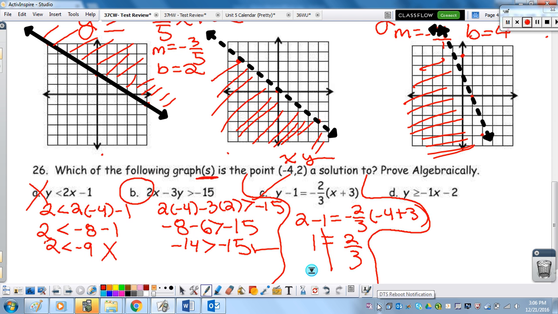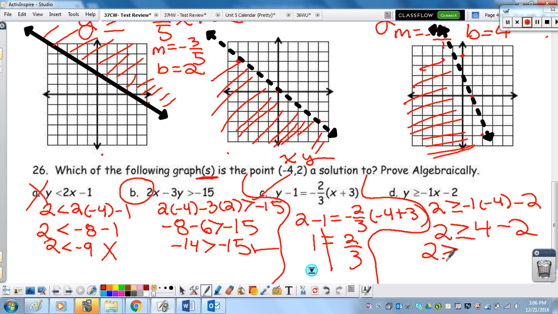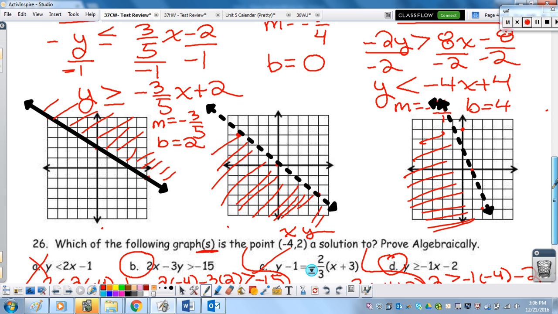Okay. Plug it in. 2 is greater than or equal to negative 1 times negative 4 minus 2. 2 is greater than or equal to 4 minus 2. 2 is bigger than or equal to 2. What do you notice? 2 is equal to 2. That means that, yes, negative 4, 2 is a solution. Okay, there we go. So again, just to quickly do a recap, okay?